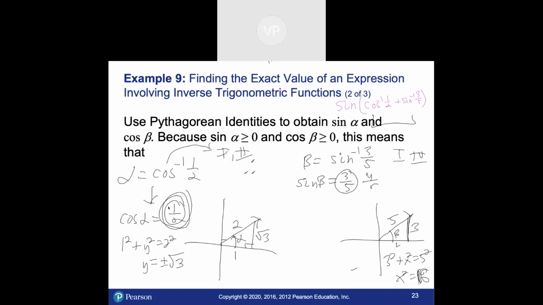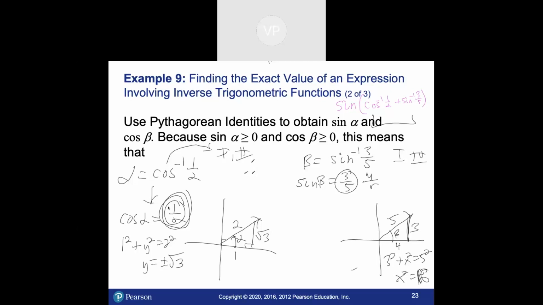I know that's getting messy, I'm sorry. There's my 4. And if you forgot, remember there are 3, 4, 5 right triangles. So if I have a triangle that has 3 and 5, I know it has to be a 4 if it's a right triangle. Okay, so once again, I know everything there is to know about the beta triangle, or the beta angle.